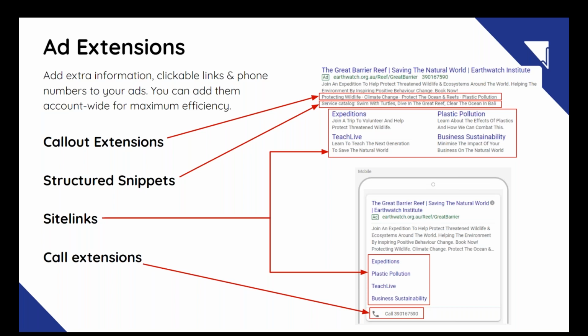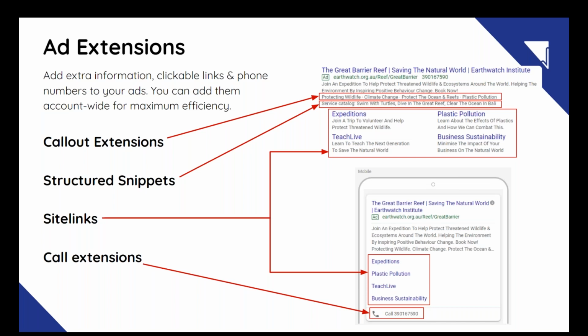Then there are structured snippets. These, again, are non-clickable, and they let you show a list of things after a predefined header. So things like service catalog, courses, neighborhoods, etc. In this case, we've gone with the header service catalog and then just listed a number of different elements of the charity's service offerings, so swimming with turtles and diving in the Great Barrier Reef.